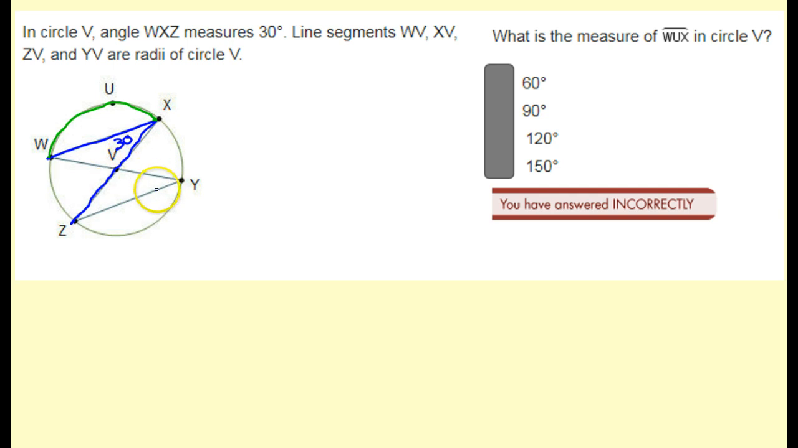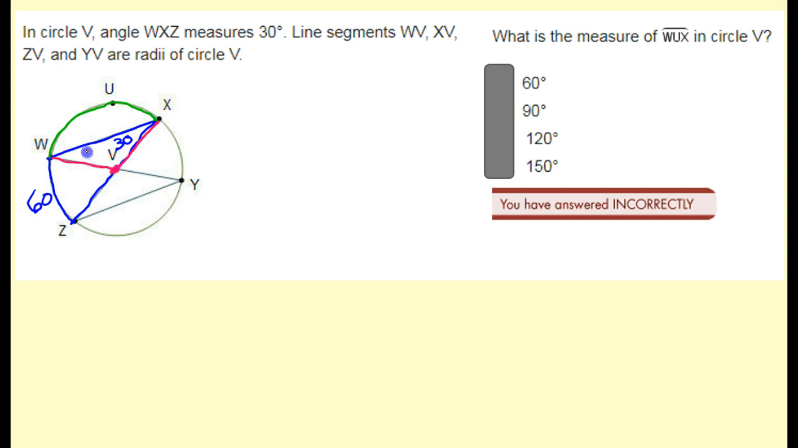Well, let's work through this like a puzzle. So this blue angle is an inscribed angle. So the intercepted arc should be double. So if this is 30, then this is going to be 60. So with that in mind, they pointed out to us that these are radii of the circle. Radii of the same circle will always be equal to each other. It's a circle. It's the same distance in all directions.